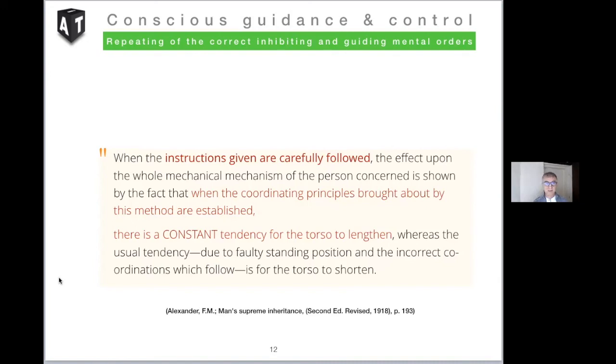This is the second part of the analysis of the doctrine of antagonistic action and mechanical advantage. The antagonistic actions of the levers of the mechanism of the torso are dictated, of course, by the directive agent of the mind. This is why I call these lessons I give conscious guidance and control lessons.